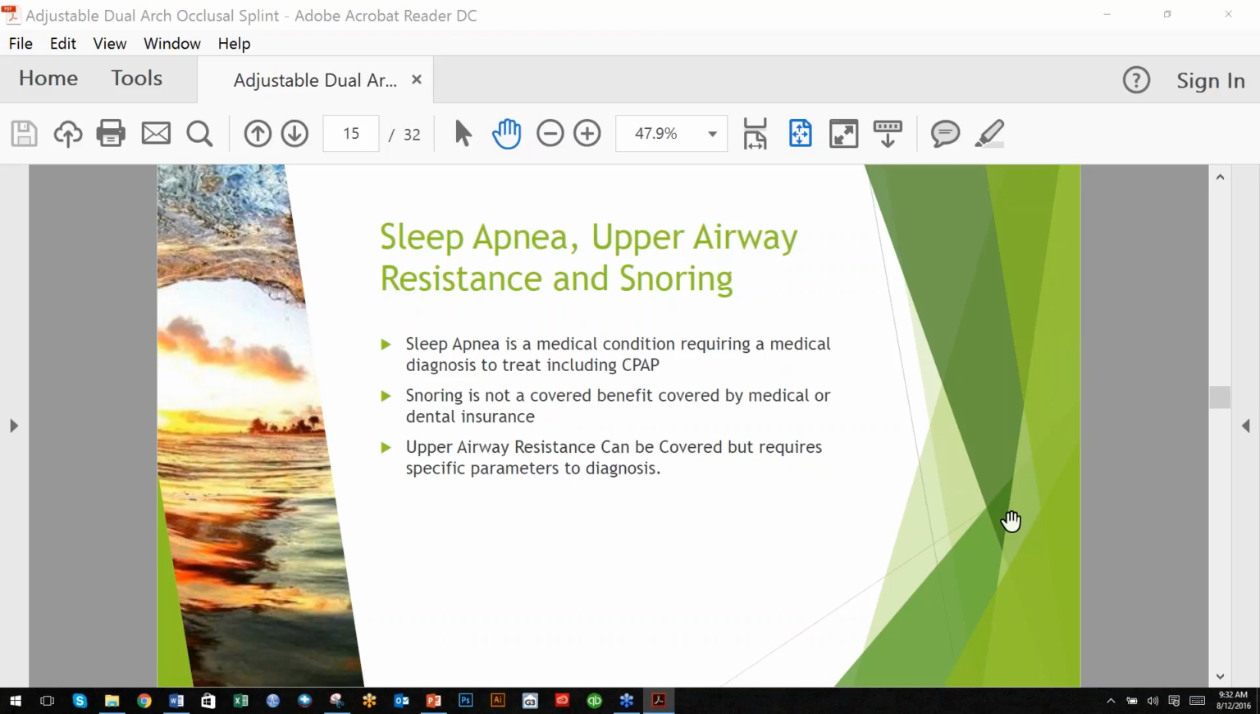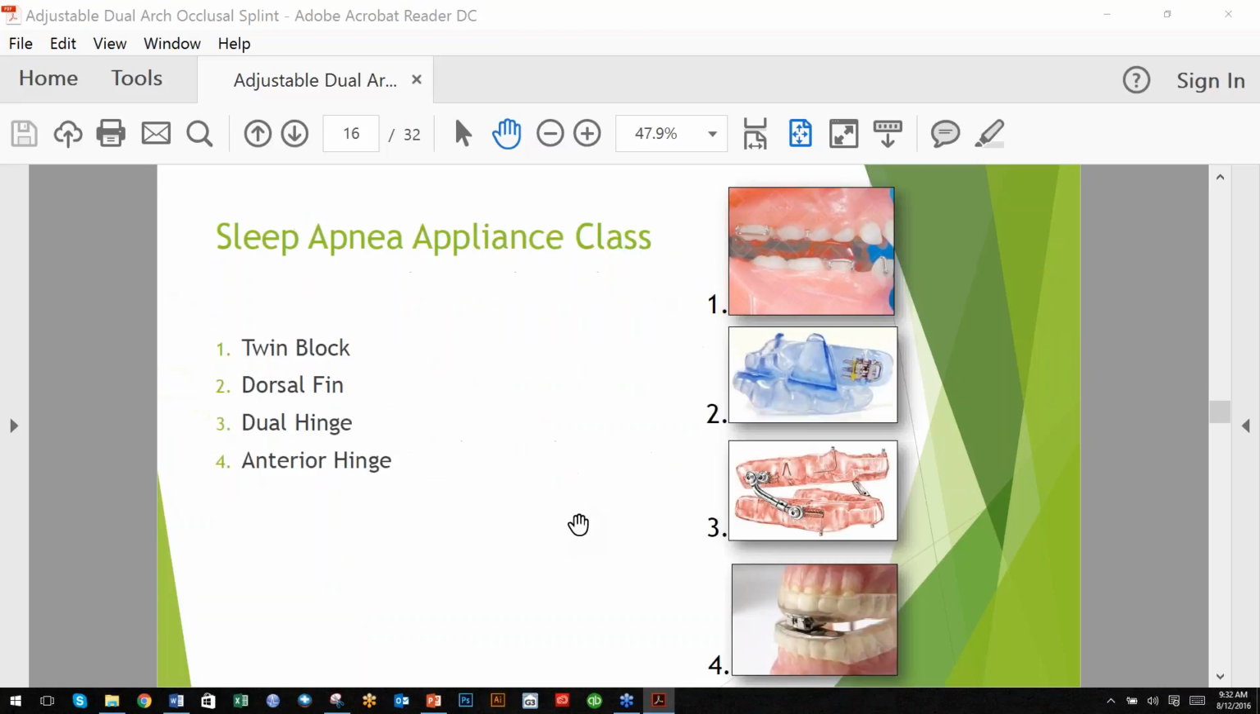And then I talked about upper airway resistance. Okay, so when I talk about airway issues, these are the 3 issues that I talk about. And I don't call it sleep apnea because snoring is not sleep apnea, and upper airway resistance is not sleep apnea. Sleep apnea is just the first one. All right, so I divide sleep apnea guards into 4 categories, and I call them class appliances.